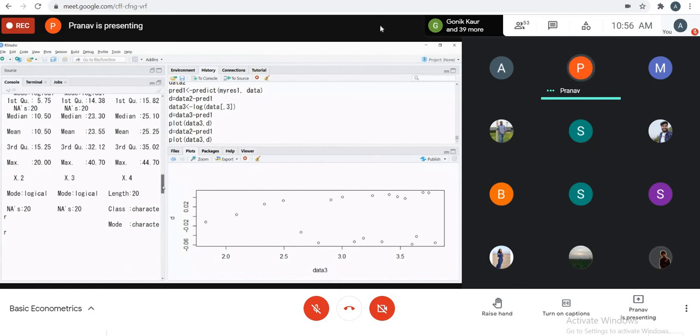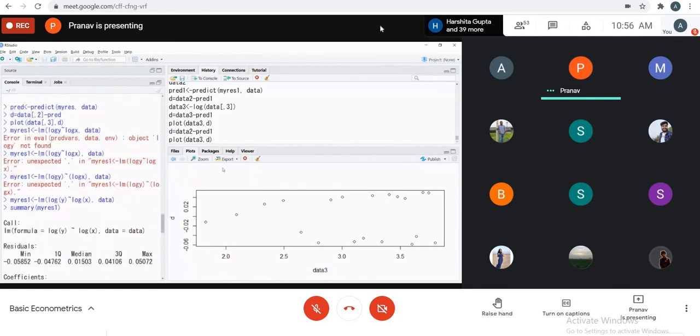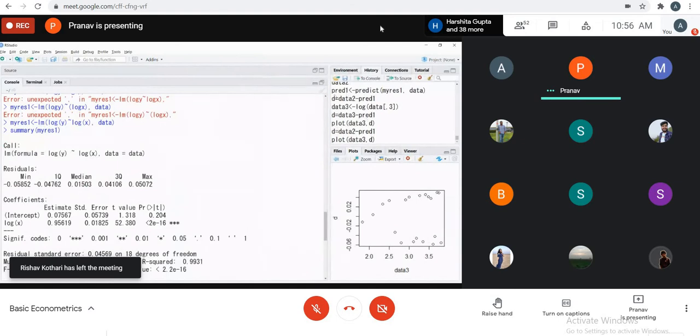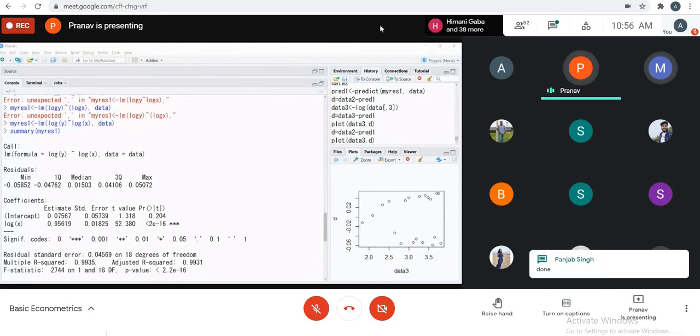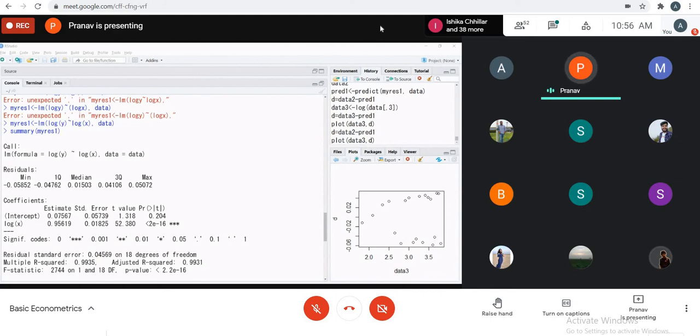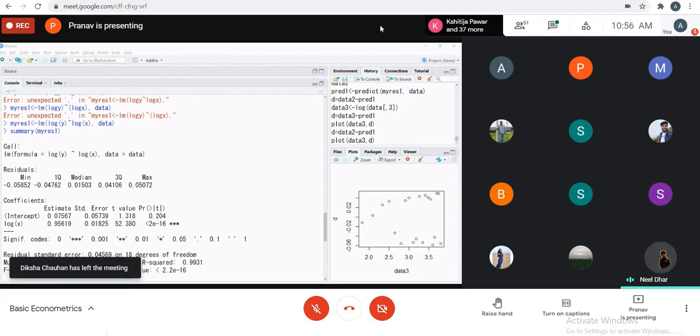Guys, what about others? At least say whether you have done it or not. I have just heard from Neil. And what about others? Okay, and Punjab has done. Shubham, do you see any change in the plot of residuals against the explanatory variables? The values against the y-axis have decreased, but it is still splitting up towards the end. Correct.